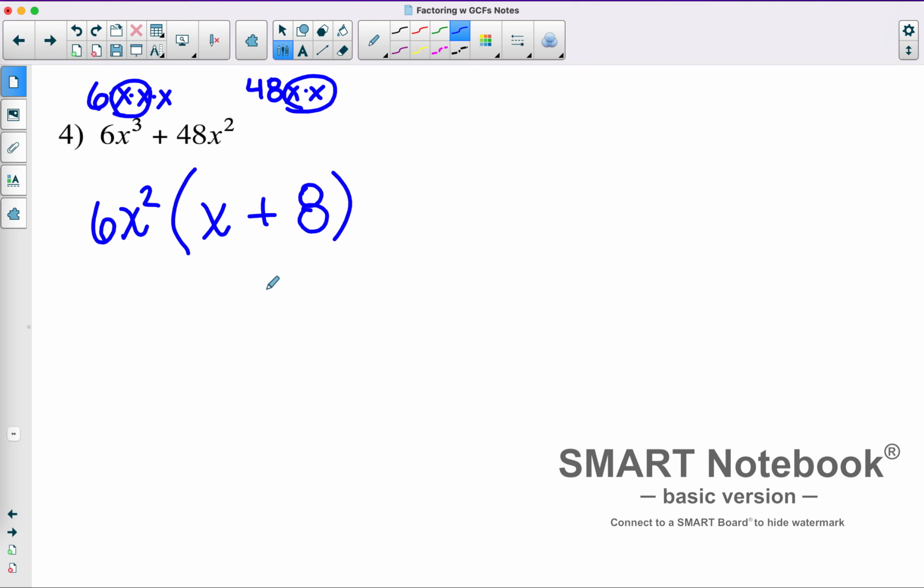Now that x plus 8 would not continue to factor. So this is all I can do, just pulling out that greatest common factor there. There's no continuing because that's not a quadratic expression there.